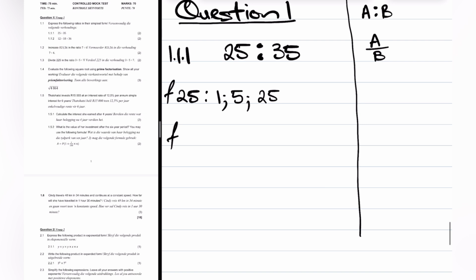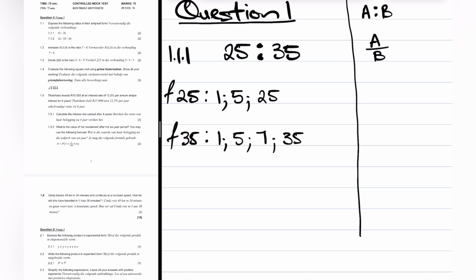As ons kyk na die faktore van 35 dan, faktore van 35 is 1, dit is ook 5, dit is ook 7, want 7 maal 5 is 35, en dan is dit 35. There's nothing in between that can divide evenly into 35. Also not 3, the number 3 cannot go into that. 2, 10, none of those. So those are the factors of 35.